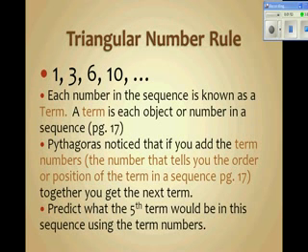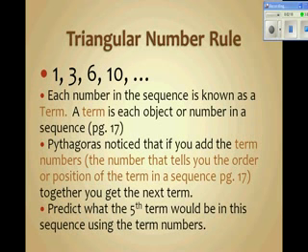Triangular number rules. Again, our sequence is 1, 3, 6, and 10. Each of the numbers in the sequence is known as a term. So 1 is a term, 3 is a term, 6 is a term, and 10 is a term. A term is an object or number in a sequence. This definition can be found on page 17 in your math book.